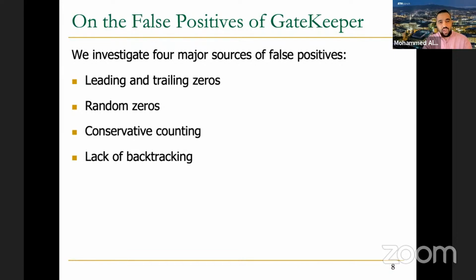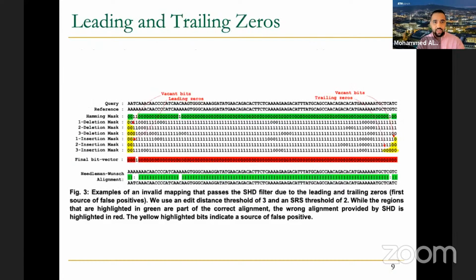And we figured out five main sources of false positive or false accept rate in GateKeeper. We call the first one leading and trailing zeros. The second source, random zeros. Third source, conservative counting. And then the fourth source is lack of backtracking.